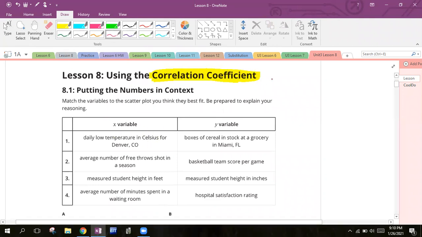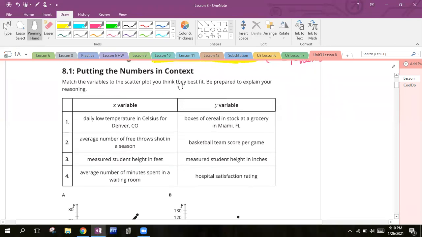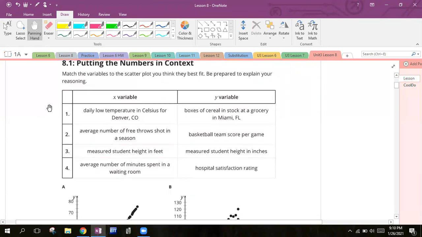So once again, the correlation coefficient is just that R value. That's going to describe the strength of your line of best fit. Okay. So in this first activity, it says match the variables to the scatter plot you think they fit best. Be prepared to explain your answers.